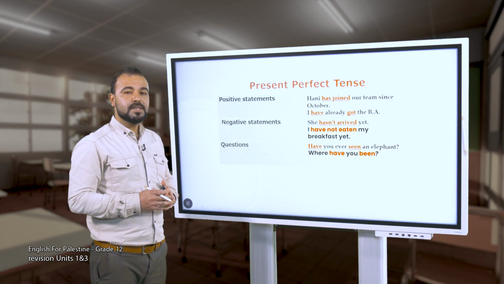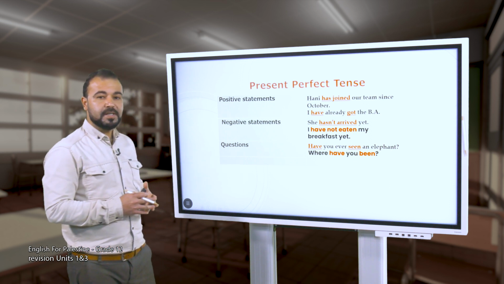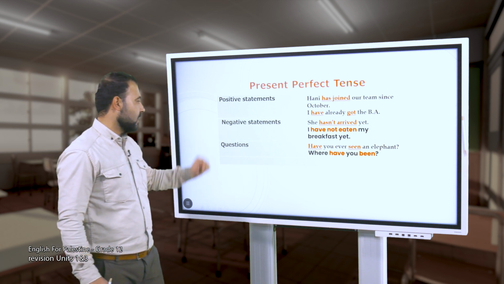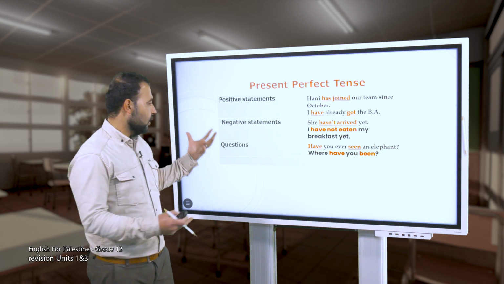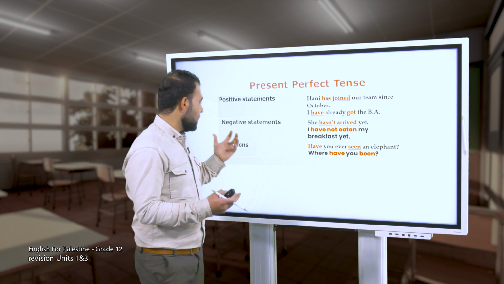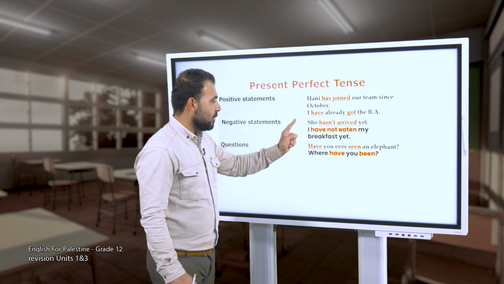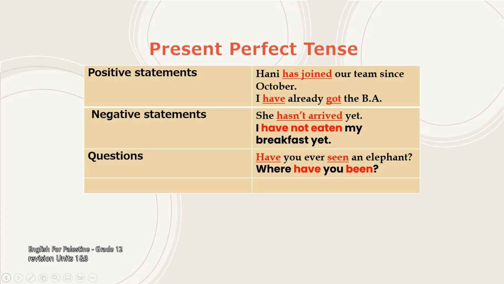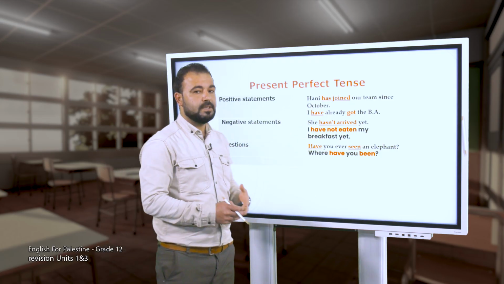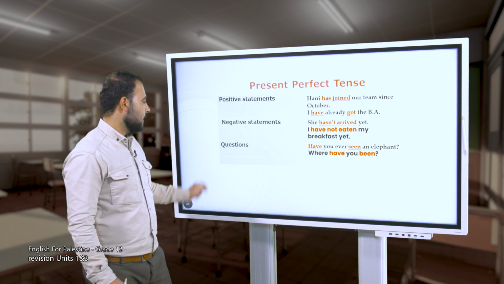How to form negative sentences or negative statements using the present perfect tense? Let's have a look here. When we are talking about something in the negative form, for example, she hasn't arrived yet. We use has plus not plus the verb in the past participle form. She hasn't arrived yet. I have not eaten my breakfast yet. I have not or haven't eaten my breakfast yet.